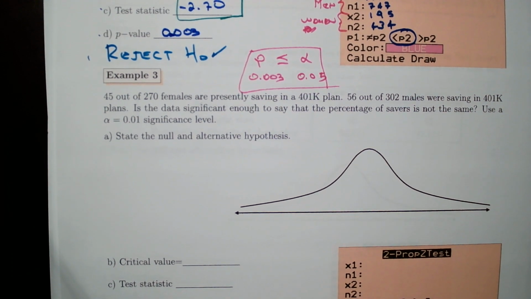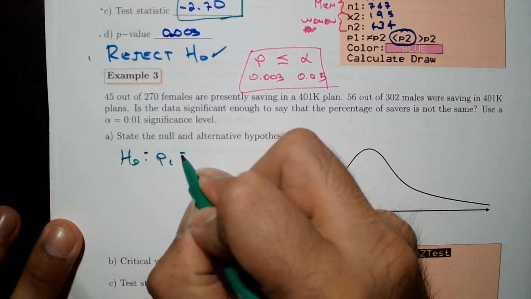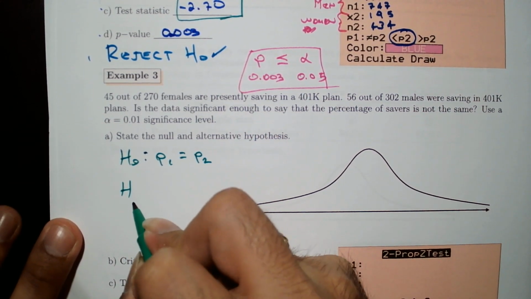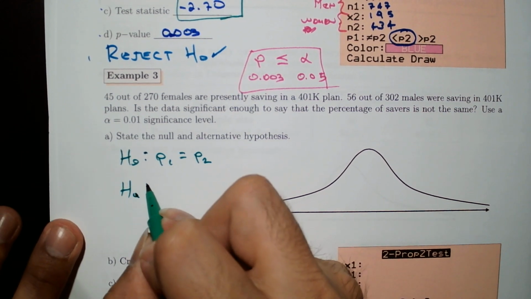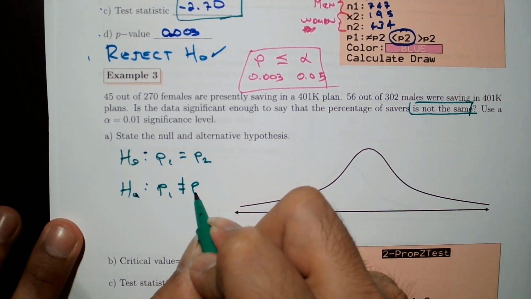Let's do another example. 45 out of 270 females are presently saving in a 401k plan. 56 out of 302 males were saving in a 401k plan. Is the data significant enough to say that the percentage of savers is not the same? Okay, well, what's the H0, what's the Ha? The H0, by default, P1 equals P2. Otherwise, the alternative hypothesis, you are getting data just to say that they are not the same. So P1 not equal to P2.